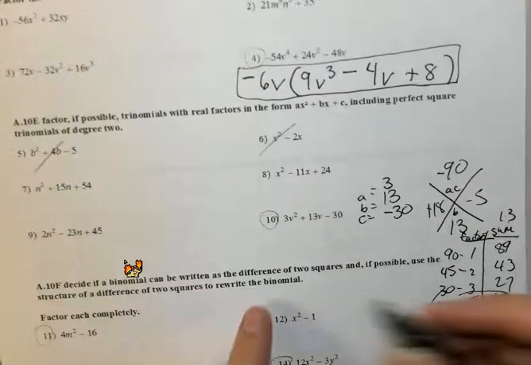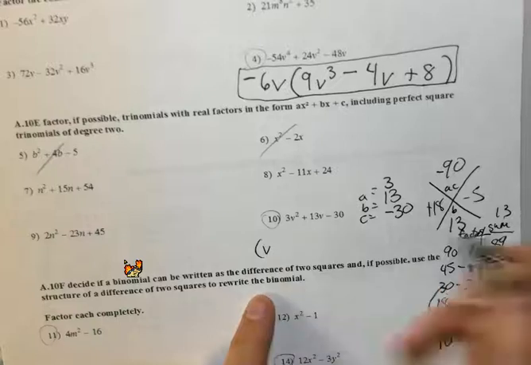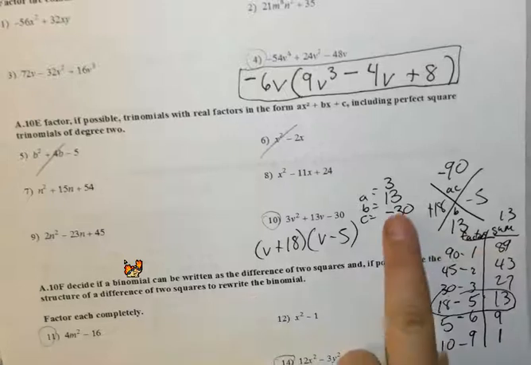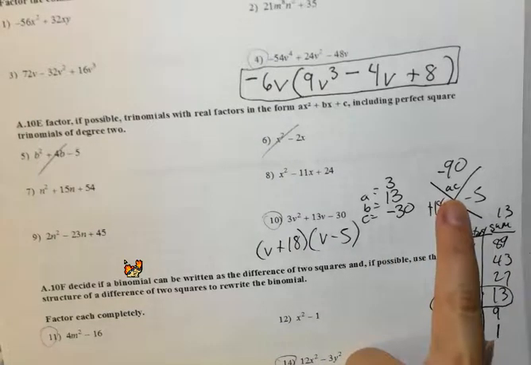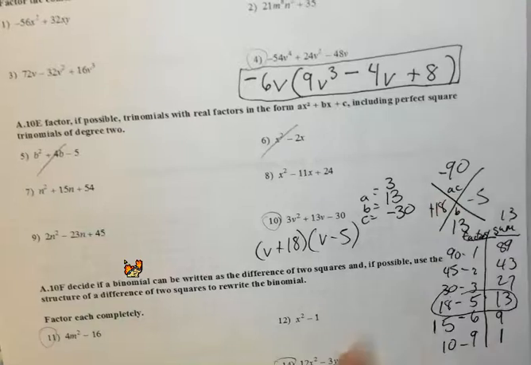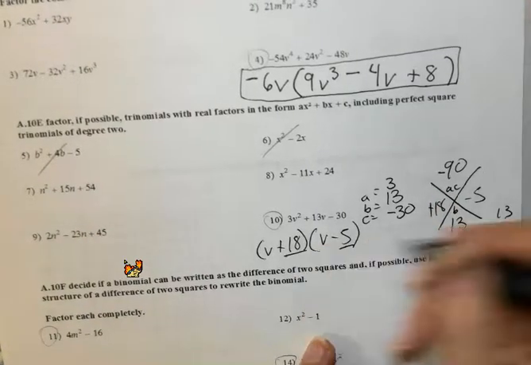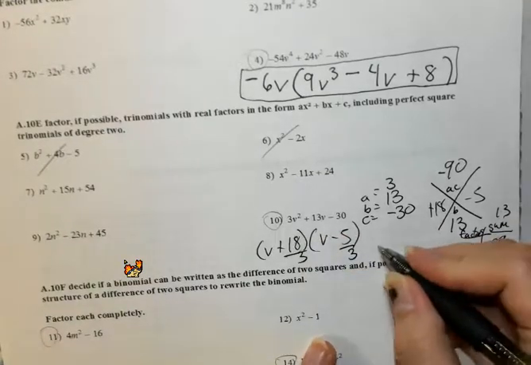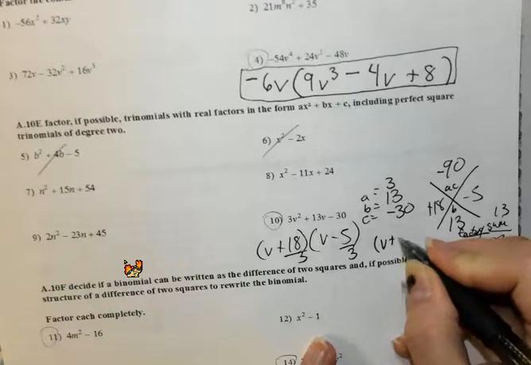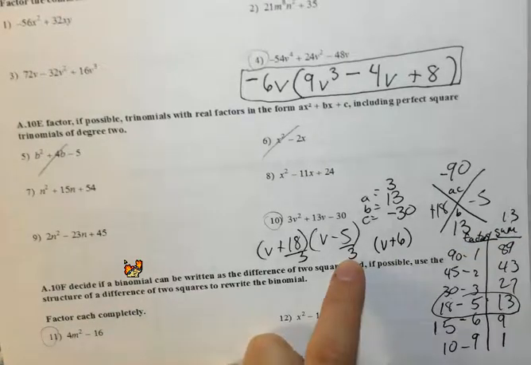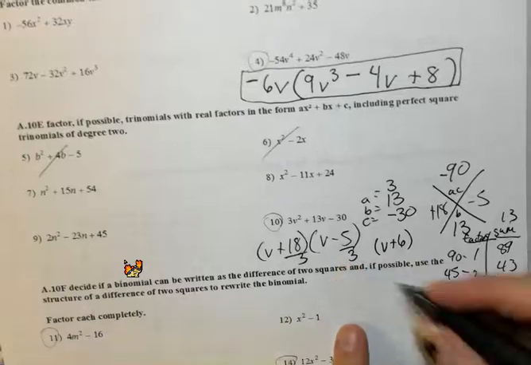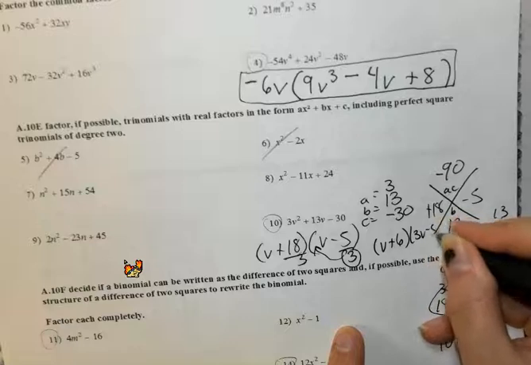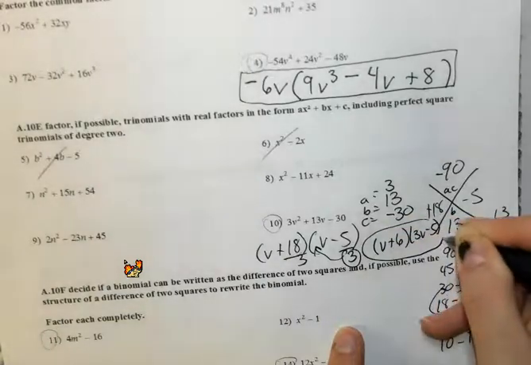So from here we're going to write out our factors. We have v plus 18 and v minus 5. Now remember, we multiplied a times c at the beginning. So now to get that a back to where it should be, we're going to divide it out. We're going to divide by a. 18 divided by 3 is 6. And then 5 divided by 3 would have a remainder. It doesn't simplify. So we take that 3 and we slide it to the front. 3v minus 5. And these would be your factors.